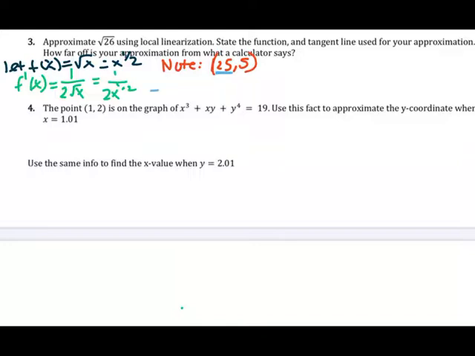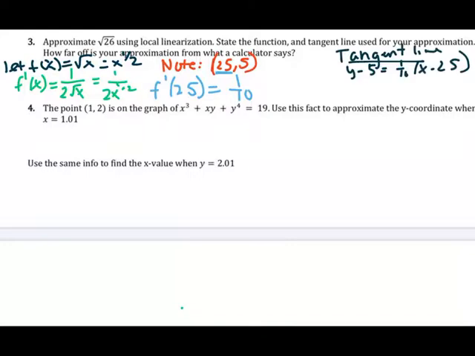What I want to know is when x is 25, what is f prime? So f prime of 25 is going to give me the slope of the tangent line that I'm going to come up with. So that's going to be 1 over 2 times the square root of 25, or 1/10. So now I can write the equation of my tangent line. So my tangent line is going to be y minus 5 equals 1/10 times x minus 25.